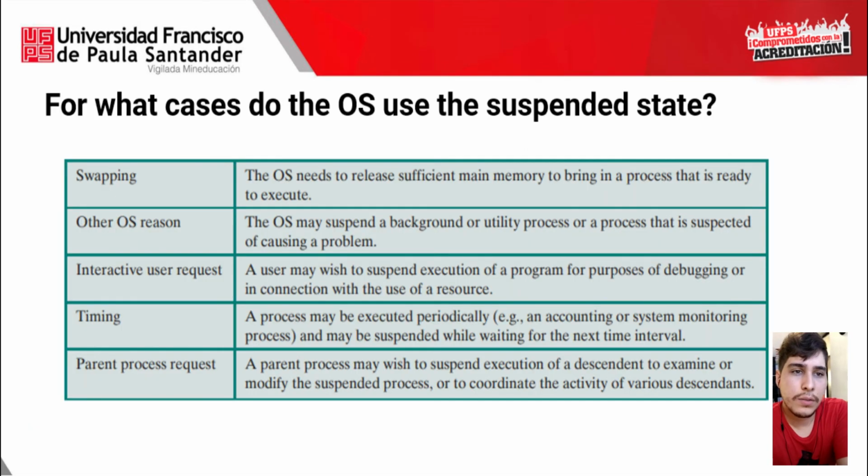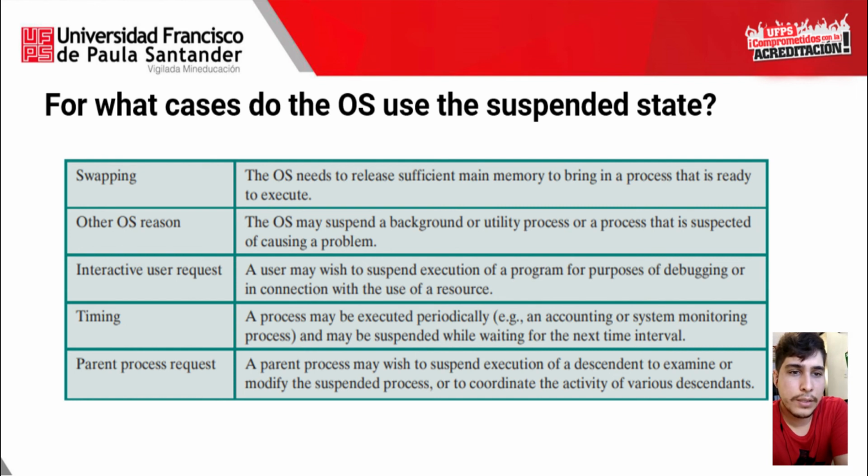We can use the suspended state in 5 cases usually. The first is swapping, when the operating system needs to release sufficient main memory to bring in a process that is ready to execute. The second is interactive user request, when a user may wish to suspend execution of a program for the purpose of debugging or in connection with the use of the results.